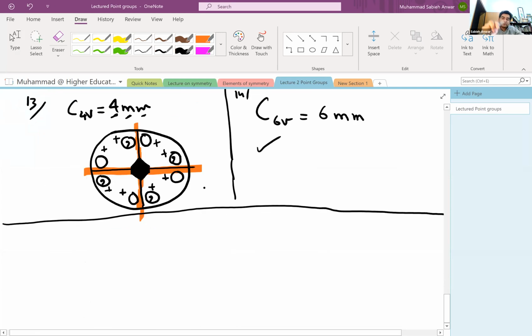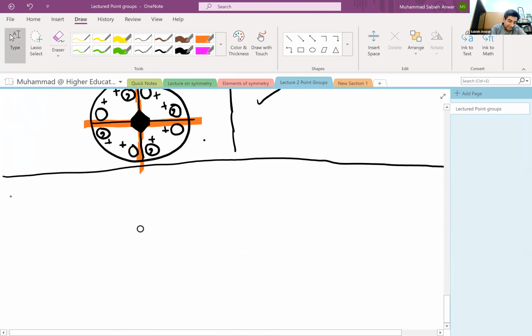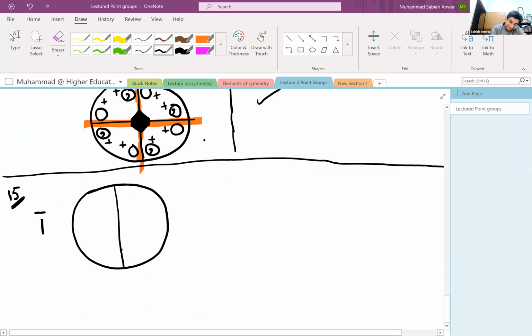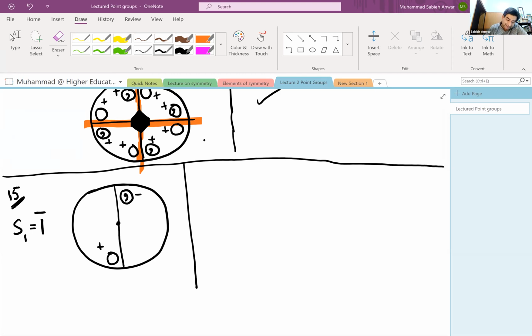Now we could also have roto-inversions. So I can have a point group which is simply 1 bar. So a 360-degree rotation followed by an inversion about the center. Okay. So this is 1 bar. An improper rotation or a roto-inversion. The old notation gives it the symbol S1. 2 bar we've already seen is the same as a mirror rotation, so it's not a new point group. However, 3 bar is a new point group.